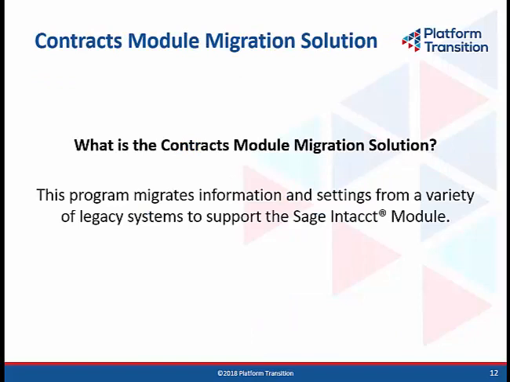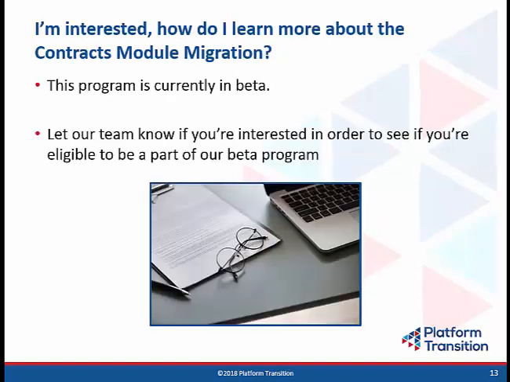And then finally, we have our beta contracts migration solution. This program migrates information and settings from a variety of legacy systems to support the Sage Intacct contracts module. This one is in a prototype phase because there are so many different approaches to how people have historically handled their contracts via order entry. Some have used systems like Zuora, and they have Excel spreadsheets, or they have places where they've never done any appropriate reporting.